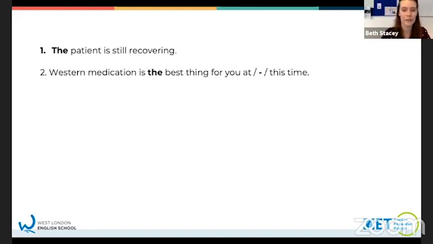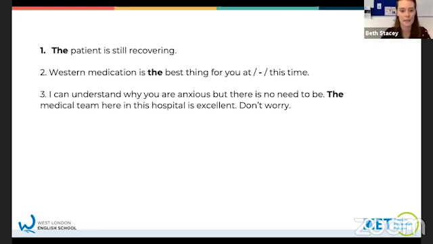Now remember, with superlatives, we need to use the, so the best thing. And we have to say at this time. We can't say the this, a this, and this. Before this and that, we have to use the zero article. The medical team here in this hospital is excellent. And the reason for this is that it's a specific medical team in the hospital. So we know who the medical team are. It's not a medical team, because that would be any medical team, maybe in the world, but this is the medical team that are here in this hospital.